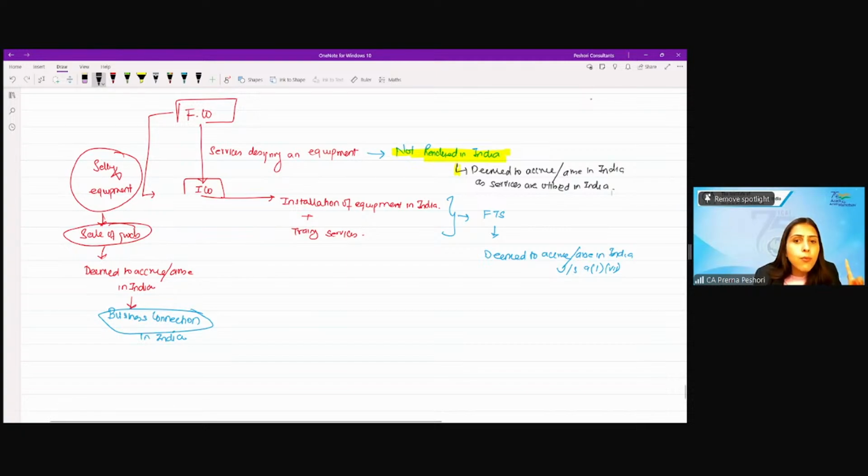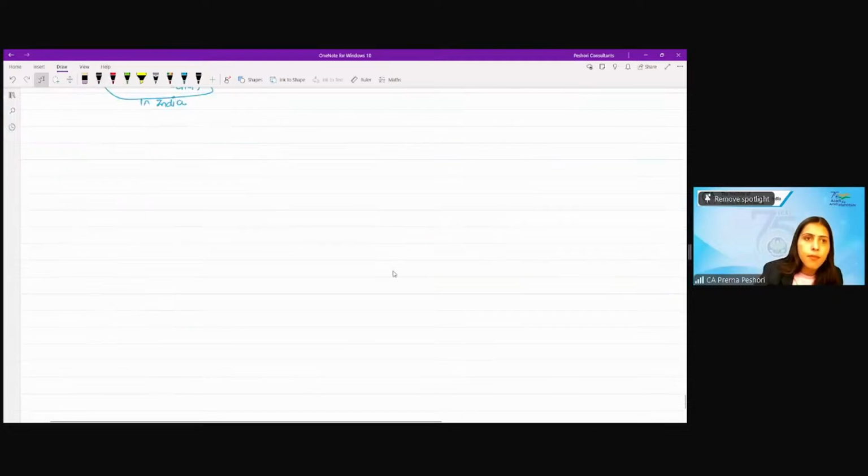Again, 115A is the section which talks about all the tax rates. So it says that the tax rate in the case of the royalties and FTS shall be 20%, in case the non-resident does not have a PE. So basically, you can just write here: tax rate for royalties or FTS.